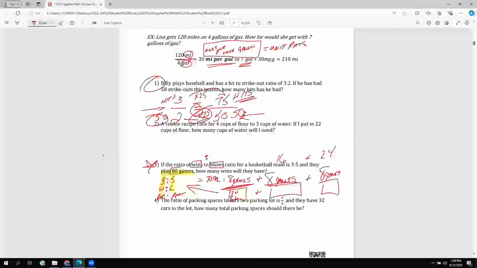They want to tell you, well, what happens when they get to 80? When they get to 80, how many wins have they accrued? How many losses have they accrued? Did you hear that?